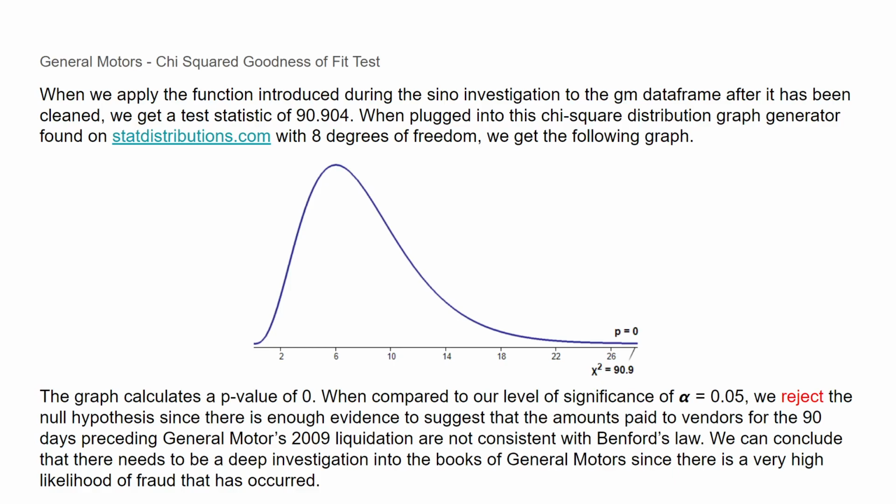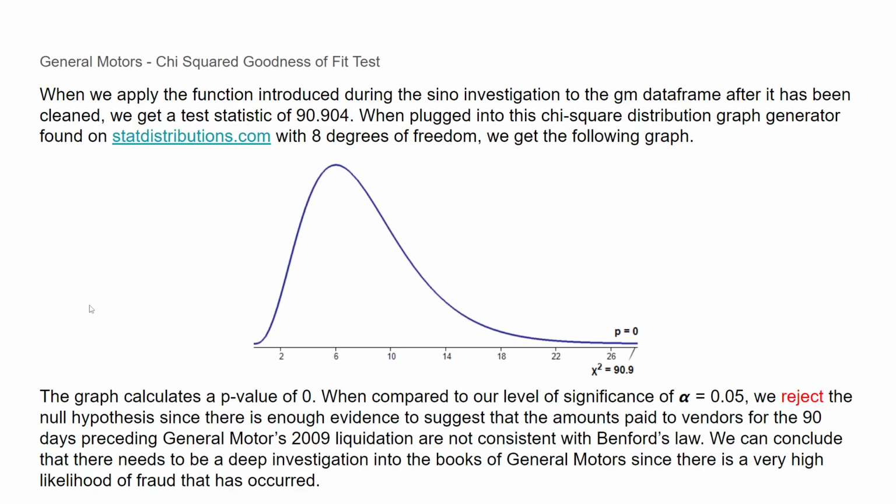When applying the function introduced in the Sino investigation to the General Motors data frame after it's been cleaned, we get a test statistic of 90.904. When plugged into this chi-square distribution graph generator found on statdistributions.com with 8 degrees of freedom, we get the following graph. Holy smokes, look at our p-value. P equals 0. The graph calculates a p-value of 0.